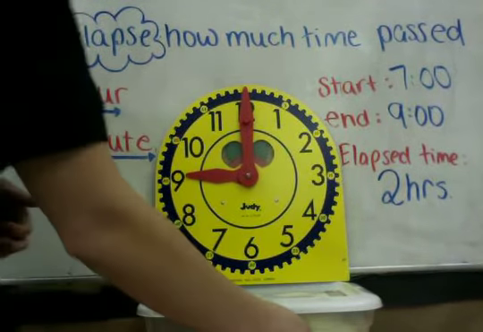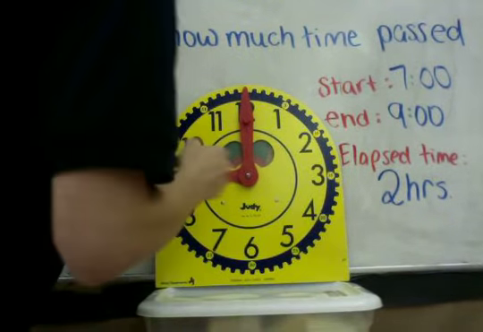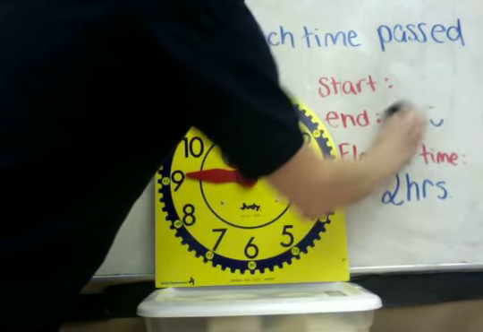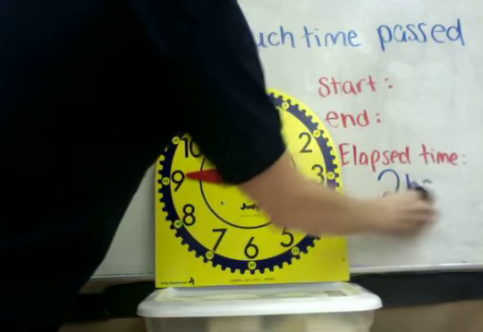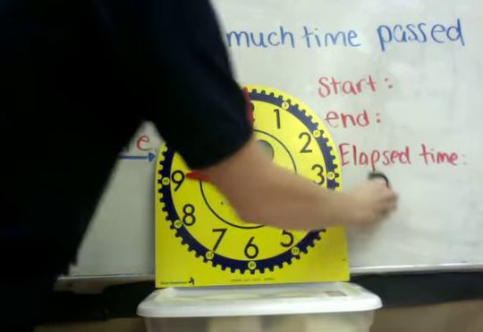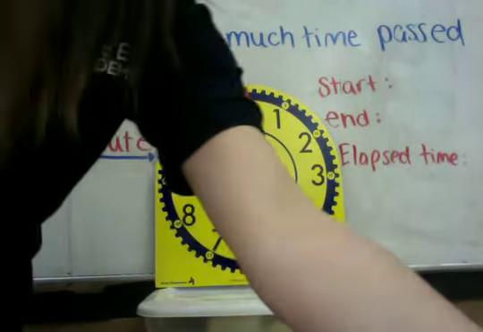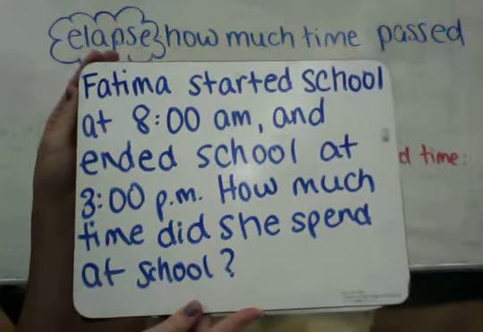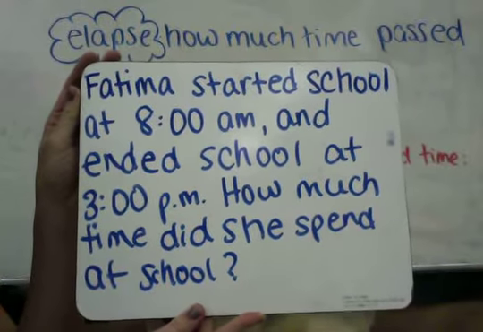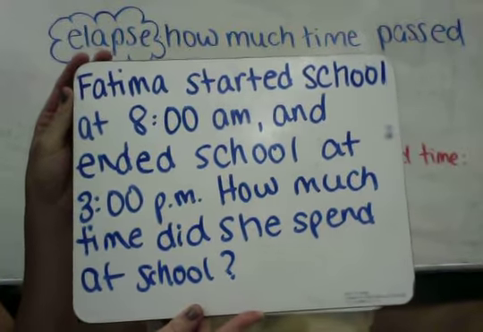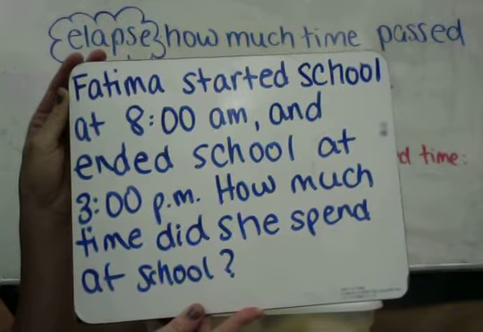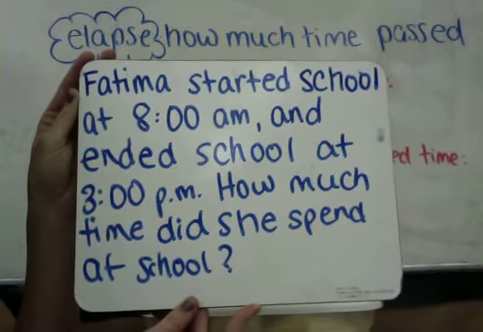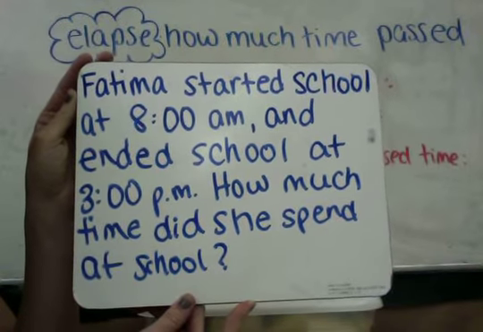Let's do another one. Let me erase my times here. We're going to have a different starting time and a different ending time, which means that our elapsed time is going to be different. Our next problem says, Fatima started school at 8 o'clock a.m. Remember, a.m. is in the morning. And ended school at 3 o'clock p.m., which is in the afternoon. How much time did she spend at school?